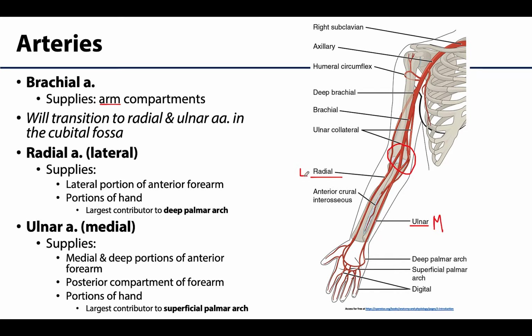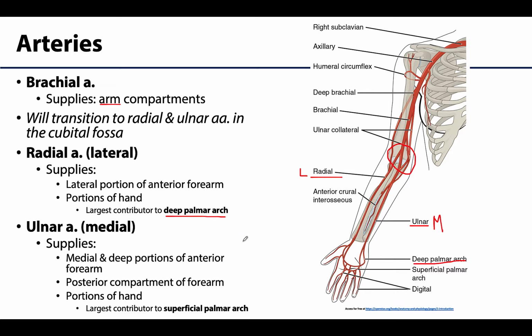The radial artery will supply lateral portions of the anterior forearm, as well as being the dominant supply of the deep palmar arch, so you can see that here, in the hand. It will provide some blood to the superficial arch as well, but is dominant for the deep palmar arch.